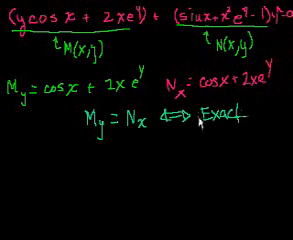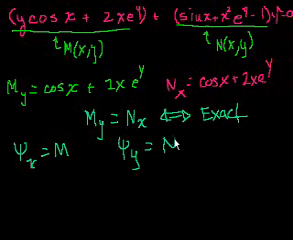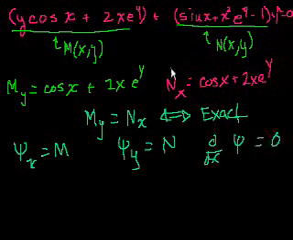Anyway, so we know that this is an exact equation. So what does that tell us? Well, that tells us that there's some xi where the partial derivative of xi with respect to x is equal to M, and the partial derivative of xi with respect to y is equal to N. And if we know that xi, then we can rewrite our differential equation as the derivative of xi with respect to x is equal to 0.